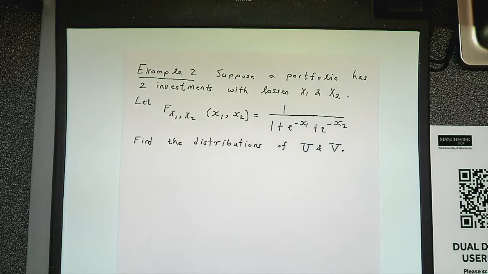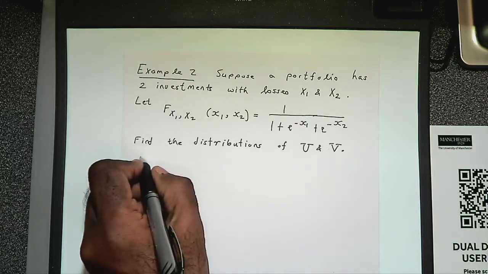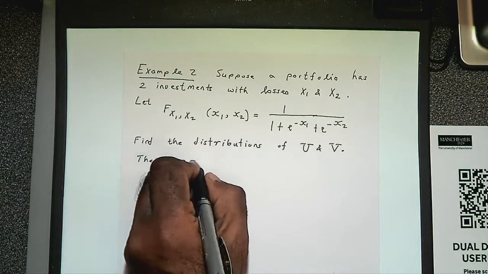Okay guys, right, so here it's similar to example 1. The difference here is that you are given the joint CDF of the two losses. I mean, in example 1 we were given the joint survival function, right? So that's the difference here, right? So let's see how we can find. Okay, let's start with the CDF of U.